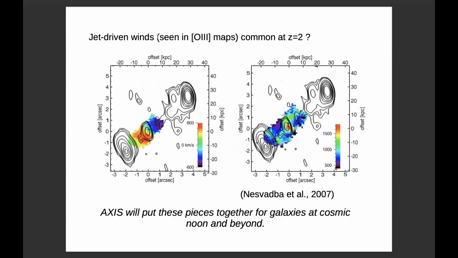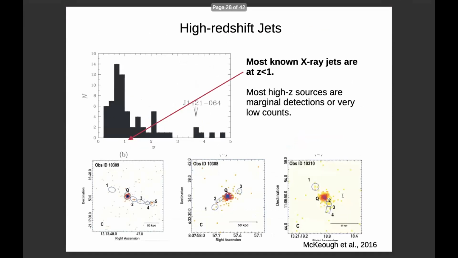So jet-driven winds might be more common at redshift 2. This is a paper by Nesvadba et al. I think this is something that, focusing again on the high redshift universe, AXIS is going to give us the ability to make great strides.